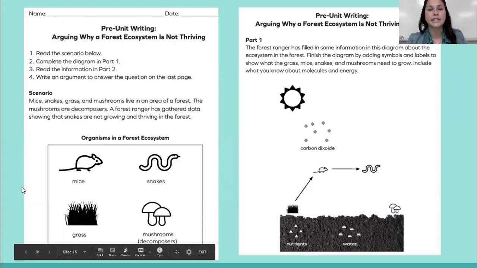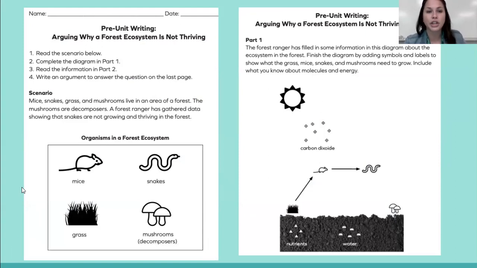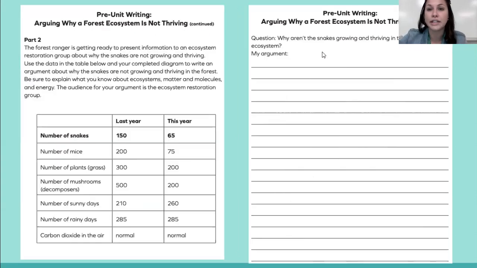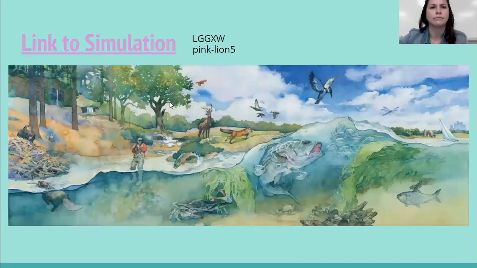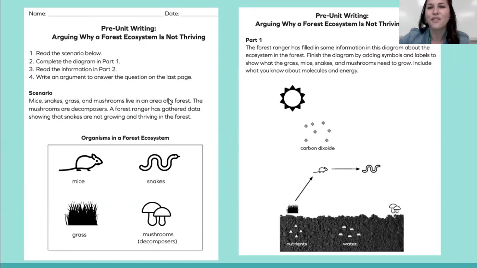The mushrooms are decomposers. A forest ranger has gathered data showing that snakes are not growing and thriving in the forest. So part 1 says the forest ranger has filled in some information in this diagram. So you see the grass going to the mouse going to the snake. Finish the diagram by adding symbols and labels to show what the grass, mice, snakes, and mushrooms need to grow.